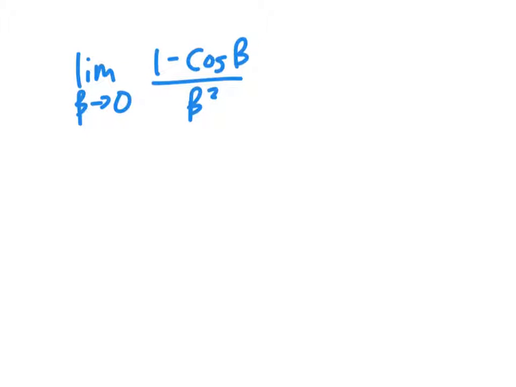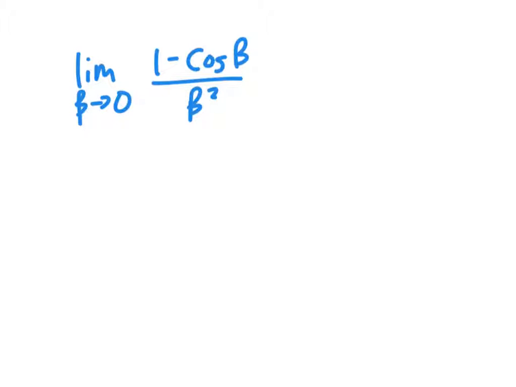Hello, you don't know this, but I just made an entire video where I evaluated the limit as beta approaches 0 of 1 minus cosine beta over beta squared with one small mistake in it, so I'm re-recording it, and hopefully this version will be accurate.